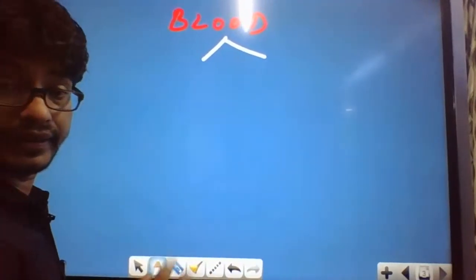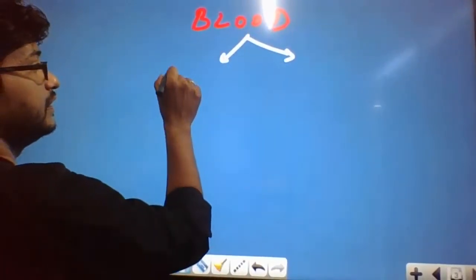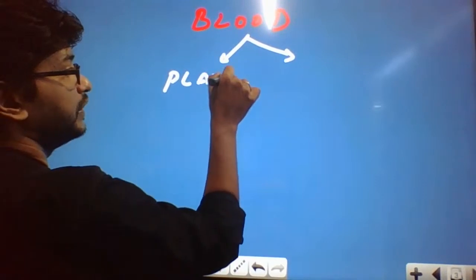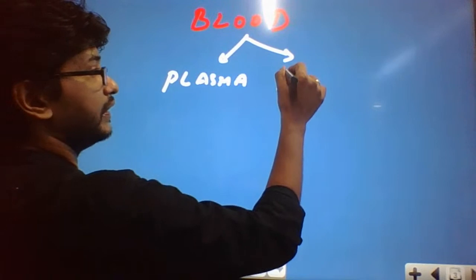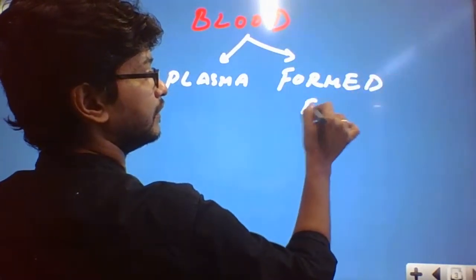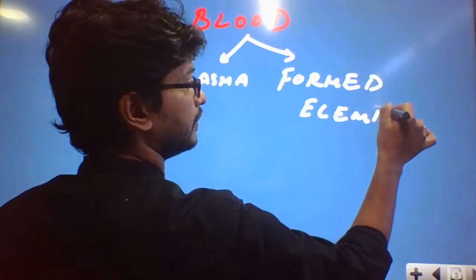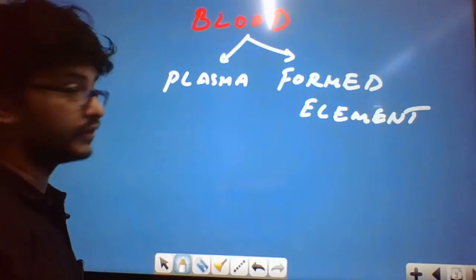So what does blood consist of? Blood can be categorized into two forms. What are the components present in blood? The first component is plasma, right? The second component is formed elements. Fine.